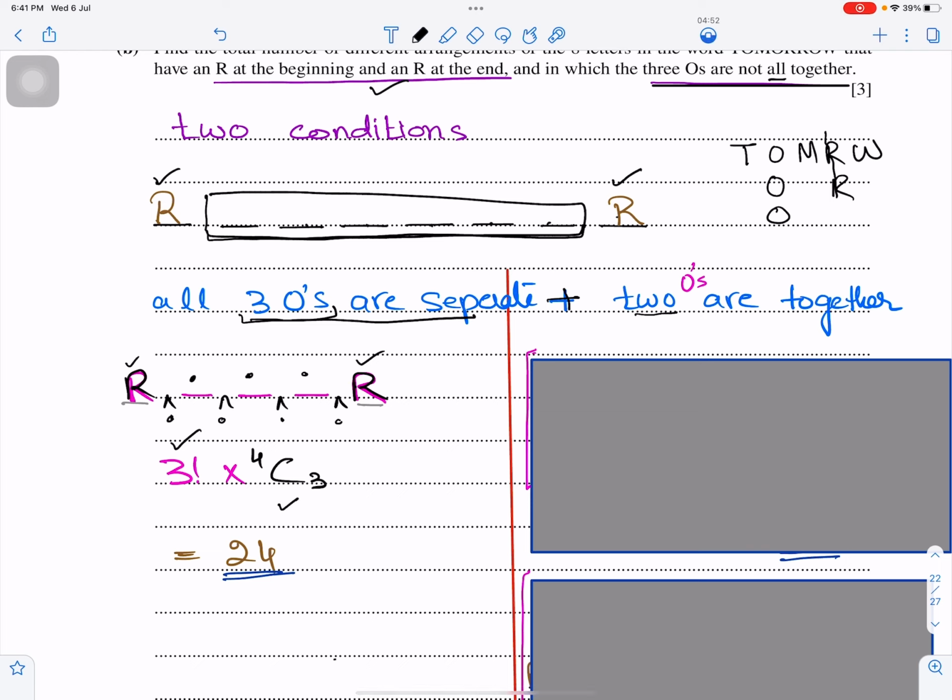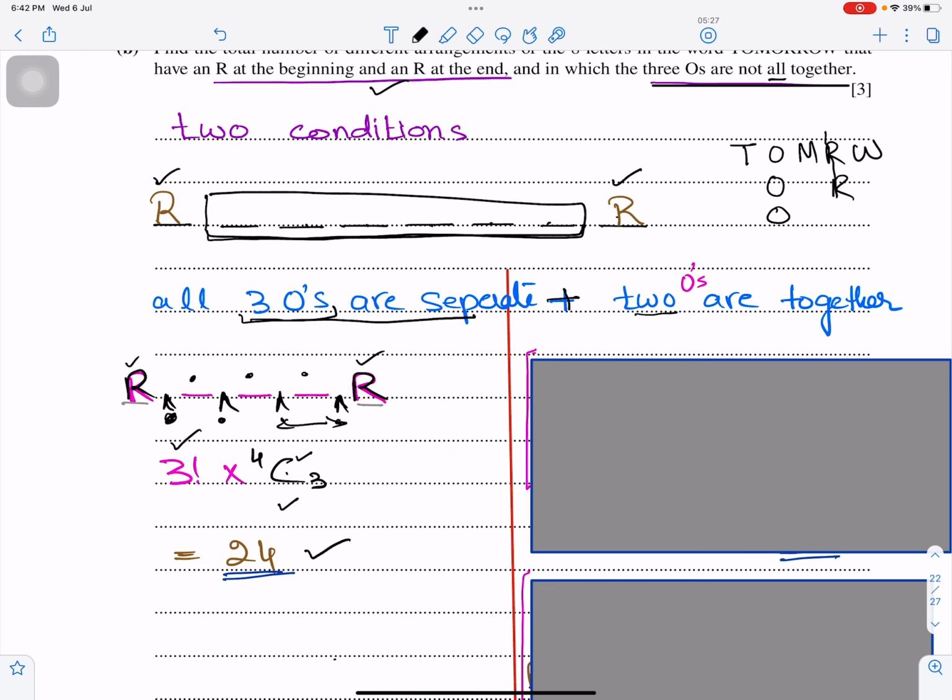Now this 4C3 is basically for 4 possibilities, between here, here, here or here. Out of 4 positions, O can come on any 3 positions. So I'm writing 4C3. Why am I writing C here? Because O is an identical letter. So even if it switches places, it won't make any difference. That's why I'm writing 4C3. So 24 total arrangements in which the O's are separate.